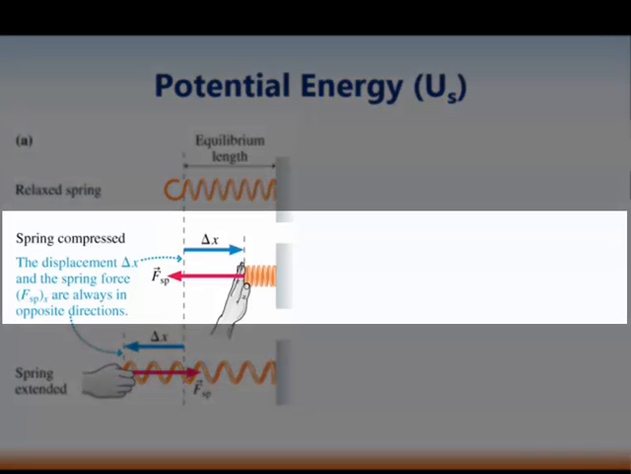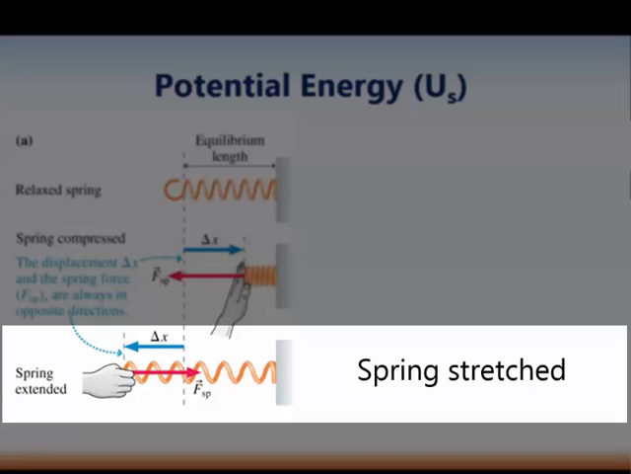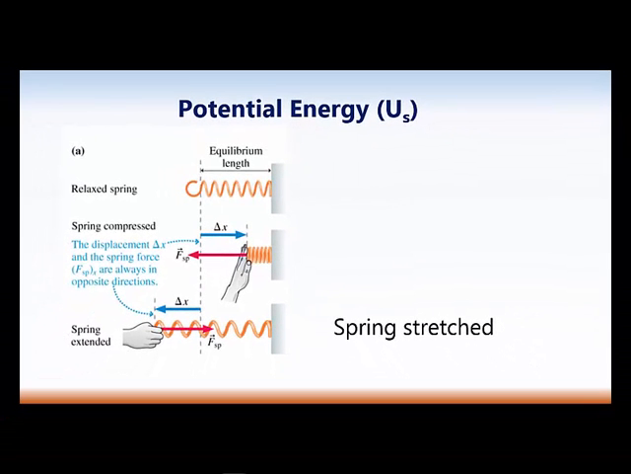In the middle figure, the spring has been compressed, and it has been compressed a displacement of delta x. Now obviously the spring wants to push back, but it's being held for right now. In the bottom picture, we have a spring being stretched, and it's also stretched a distance of delta x. And that spring obviously wants to go back to the equilibrium position.